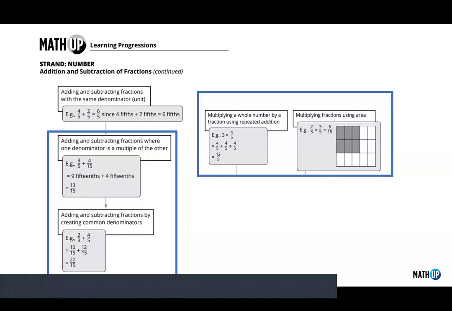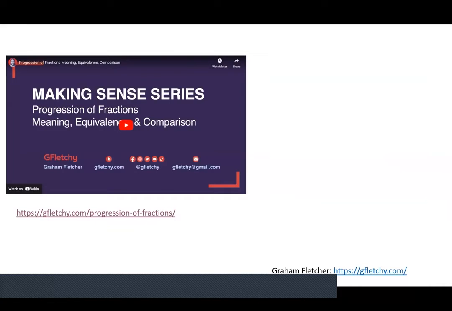And then we've got multiplying fractions. Multiplying symbolically, where you see the whole number, and then looking at it through area, which is not something, again, the grade 6s would do, where it shows 2/3 times 3/5. So that's another progression. And then you've got Graham Fletcher's.